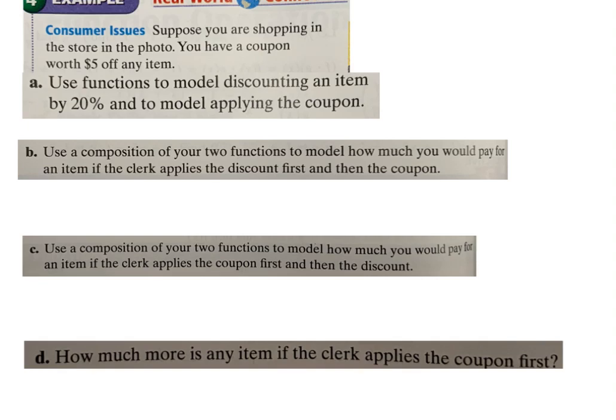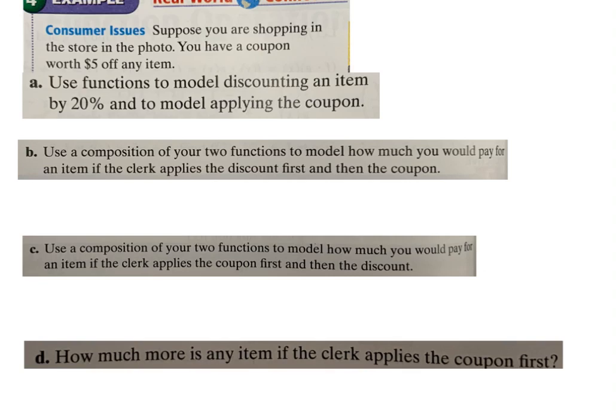They have this word problem. So page 394. Suppose you're shopping in the store in the photo. You have a coupon worth $5 off any item. You'll notice in the photo that we have 20% off. So it says use functions to model discounting an item by 20% and to model applying the coupon.